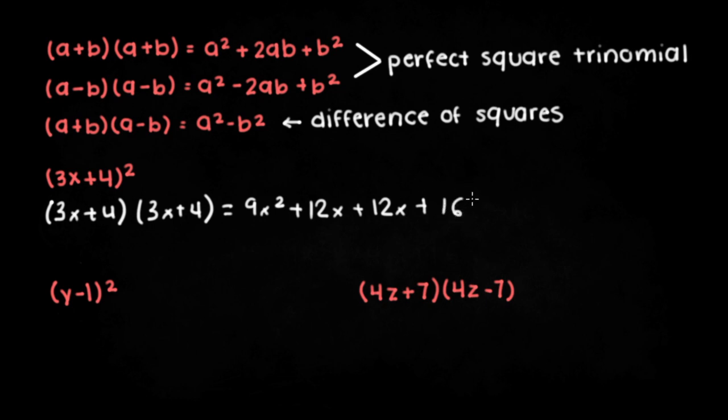We can simplify this further to get 9x squared plus 24x plus 16.